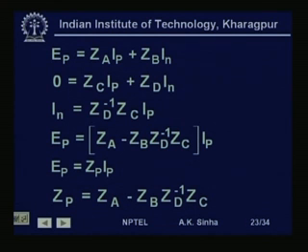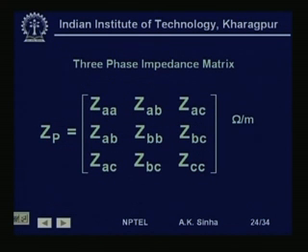So, here we are getting a relationship only for the phase conductors, Ep is equal to Zp into Ip. So, the currents flowing in the ground conductors or the ground are now eliminated, and we can now get a relationship only for the currents in the phase conductors relating the voltage drop in the phase conductors.